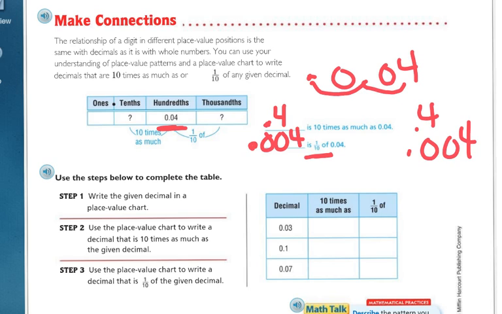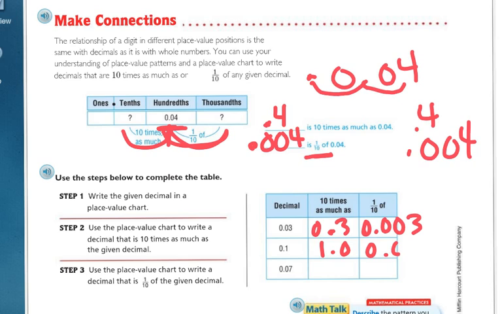And again, all we're doing is moving the decimal, because when I've got it right here, I'm just moving the decimal over one way or another, okay? So if I've got 10 times as much, I'm going to move the decimal place over. So I'm going to have 0.3, okay? 1/10 of, I'm going to make it a smaller number. I'm going to have 0.003. I'm just moving the decimal point. 10 times as much as 0.1 is going to be 1.0. And then 1/10 is going to be 0.01. All I'm doing is moving the decimal, right? Just moving the decimal. Okay?